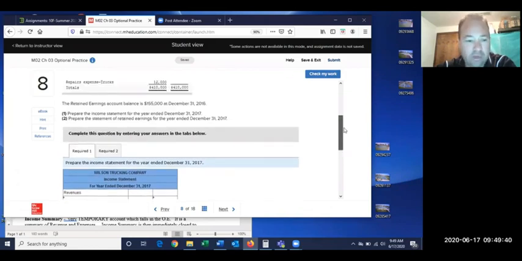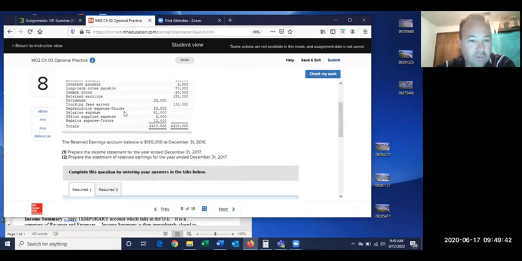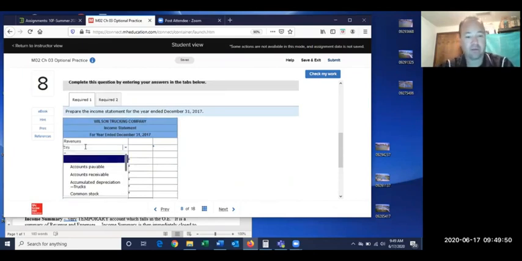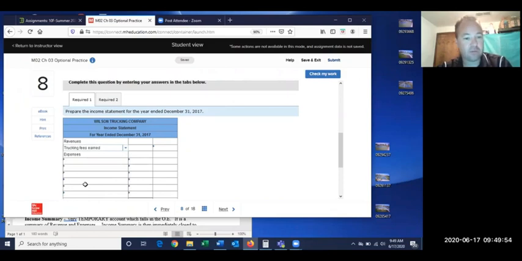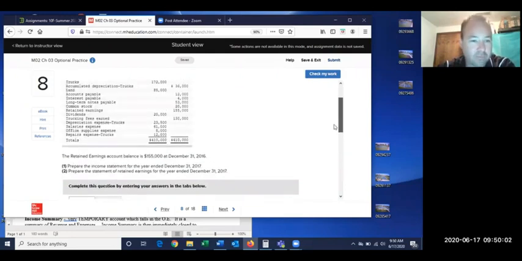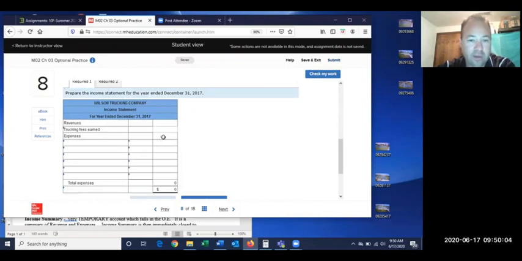Hopefully we have a good idea and remember how to do this. Our revenue, we only have one revenue for this company, the trucking fees earned. So let's put that in here, just exactly as they have it, trucking fees earned. And then again, we don't need to put it in the subtotal since there's only one. We can just put it over in the total column of the 130,000.